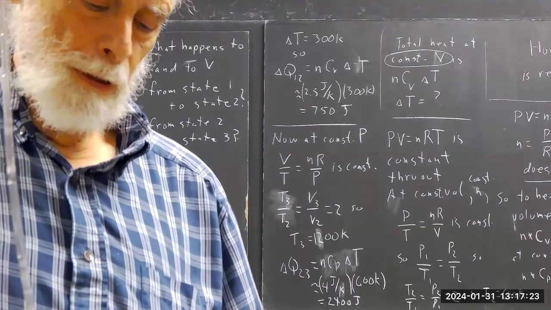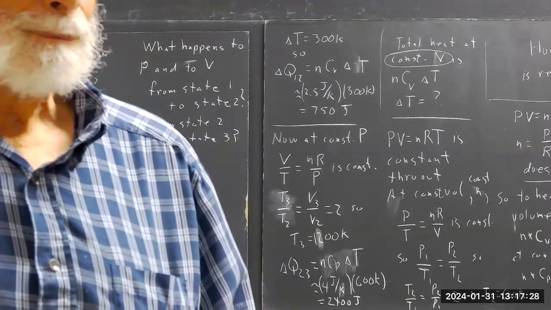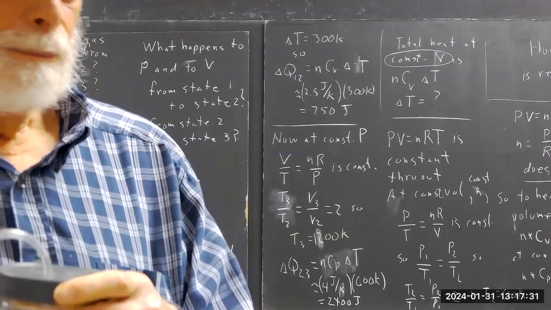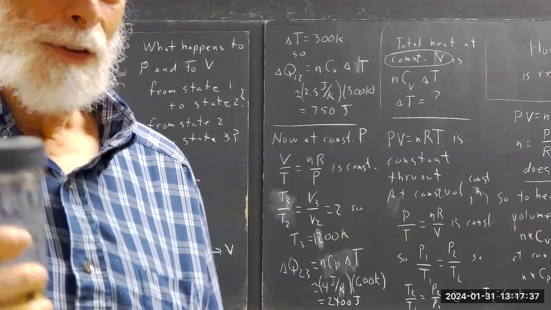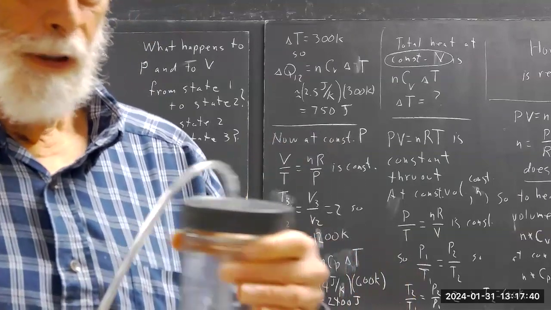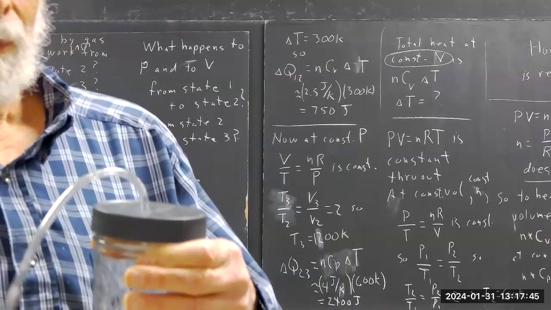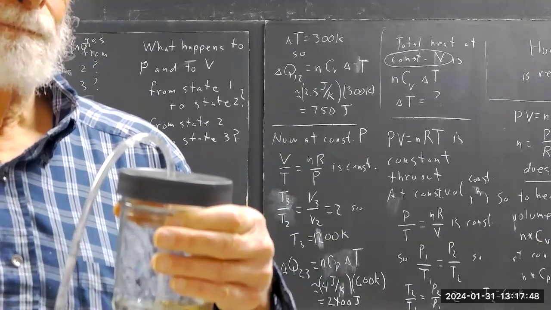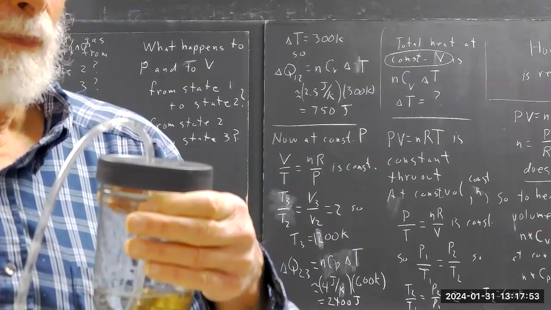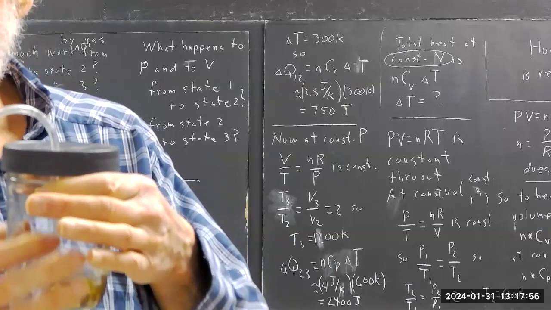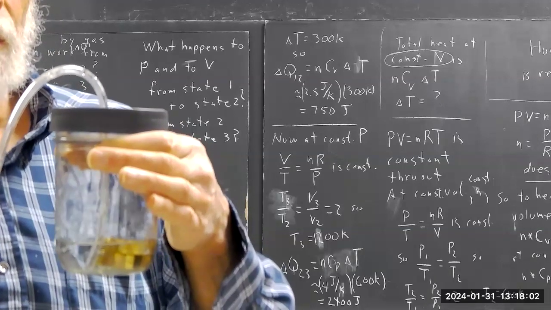This whole tube here has a volume of maybe 5 cubic centimeters. This jar has a volume of about 500. So that tube has a volume about 1/500th the volume of the jar. If we fill the tube with water, we've only changed the volume of the air by maybe 1%. So we can neglect any change in volume.